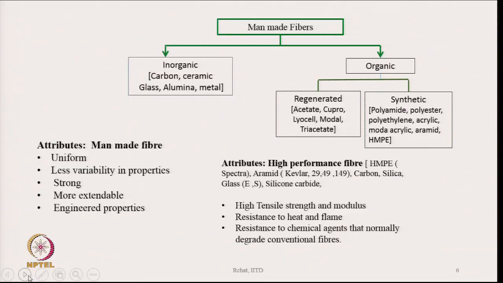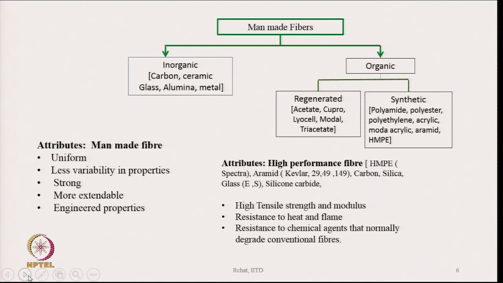And in the man-made fibers, we have seen that inorganic and organic types of fibers are there, where inorganics are basically carbon, ceramic, glass, alumina, metals. These are inorganic fibers, and organic fibers are either regenerated, like from wood pulp, such as acetate, cupra, lyocell, modal, triacetate. These fibers are regenerated fibers, and synthetic fibers are polyamide, polyester, polyethylene, acrylic, modacrylic, aramid, HMPE. These are all synthetic fibers.